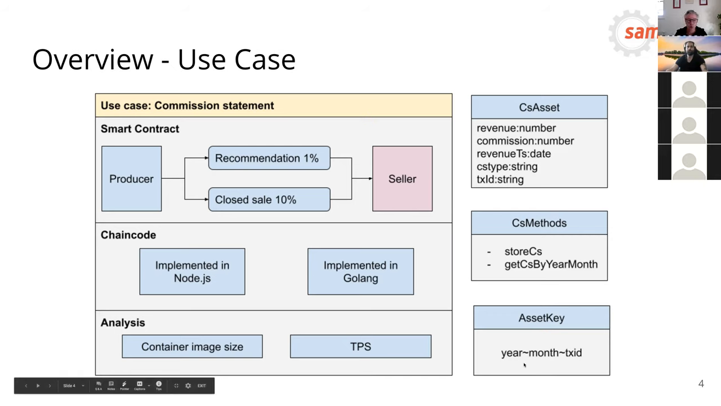This is useful because I say I don't use CouchDB. Here I only use LevelDB, because CouchDB could also have an impact on your performance and on your security and so on. And for this situation, I want to query all revenues per year, per month, or the particular revenue transaction. So that's the use case.